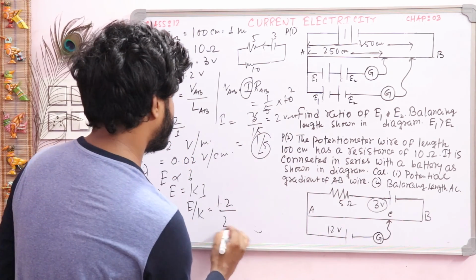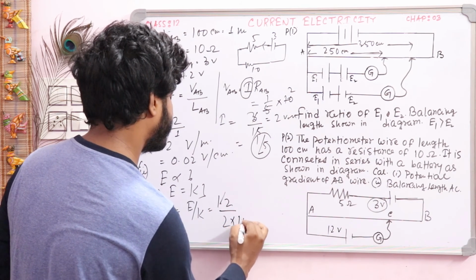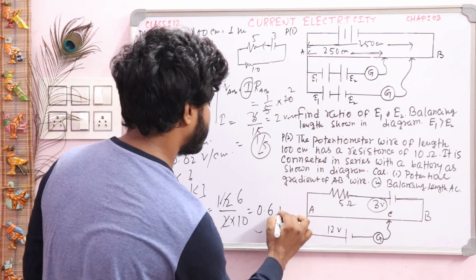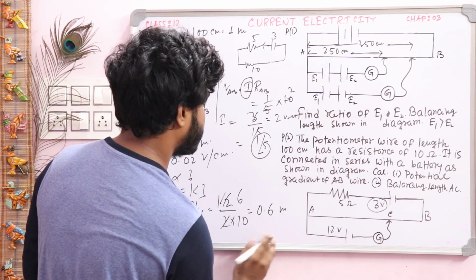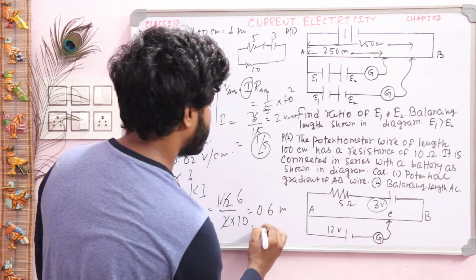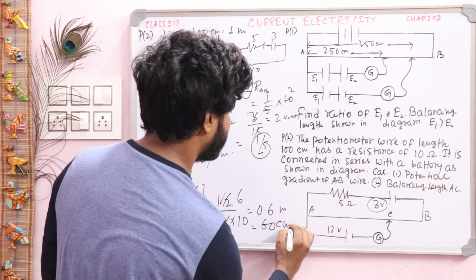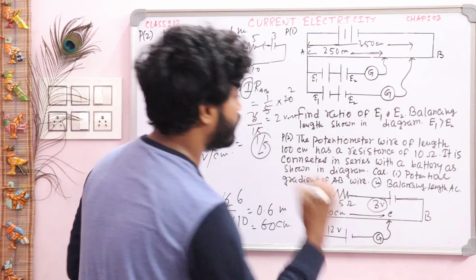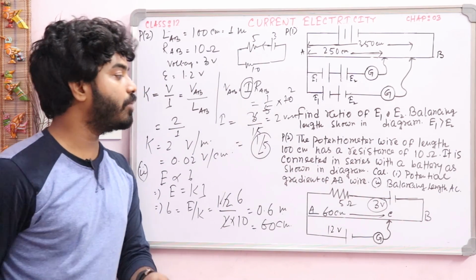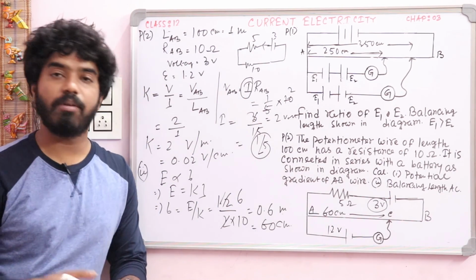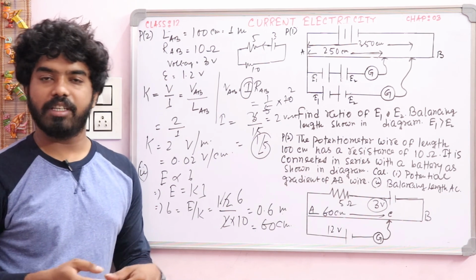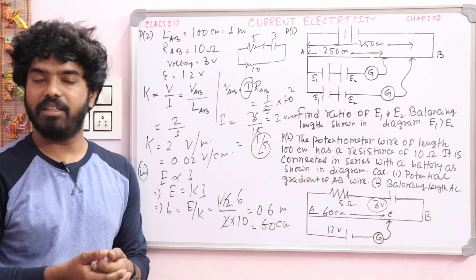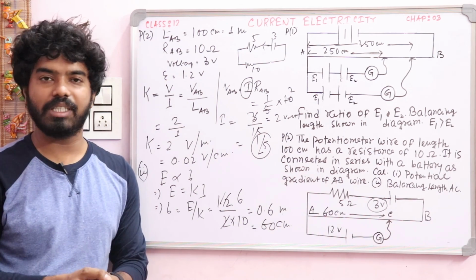So this one is 2, so this value will be 6 by 10, that is 0.6 meter, but if you write it in centimeter, this one will be 60 centimeter, that is this length is 60 centimeter. Okay, so in this way we can solve these types of problems, students. Now go back to your exercise book, any types of books, NCERT book, and solve it. If there is any problem, let me know through this comment section.